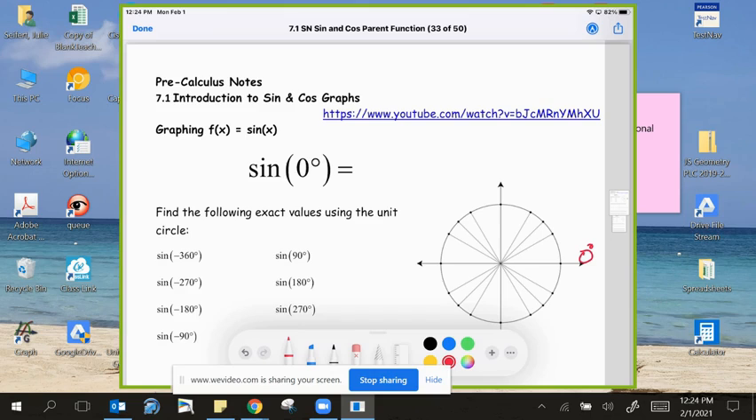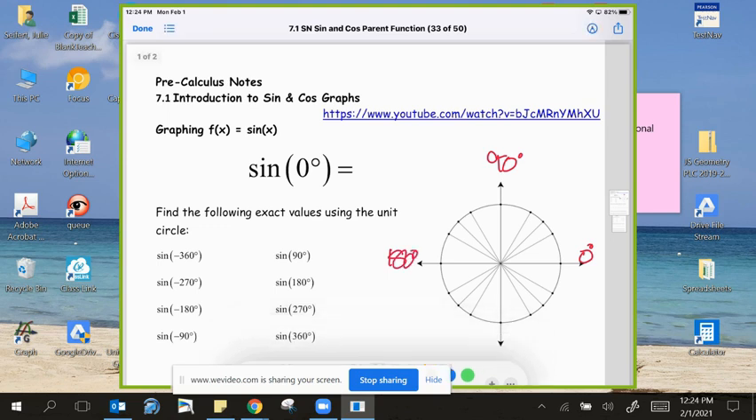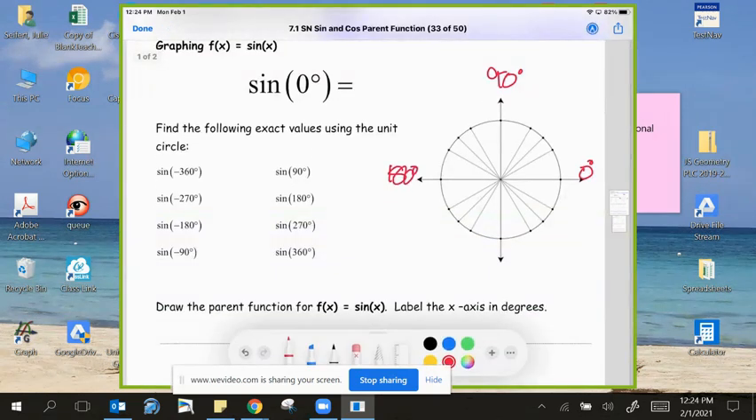Yes, we rotate counterclockwise. So up is 90 degrees. Left is what? Left is 180. Down is 270. And the right is equivalent to 360. Yes, good job, y'all. Thank you to those of you who are putting answers in the chat for me.